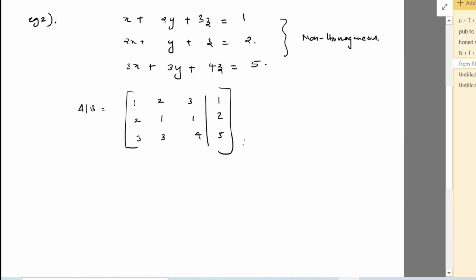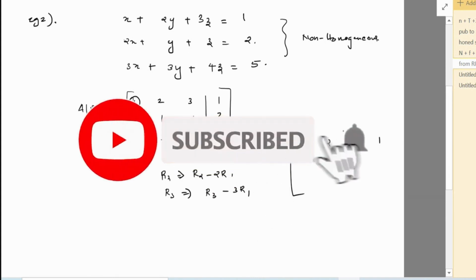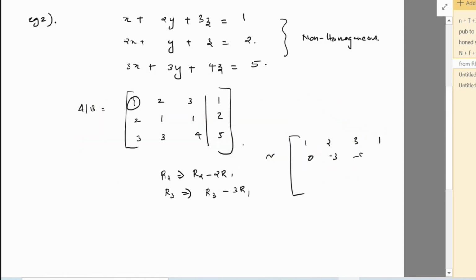Now reduce this augmented matrix to echelon form. So what are the operations? R2 minus 2R1 and R3 minus 3R1. R2 changes to R2 minus 2R1 and R3 changes to R3 minus 3R1. So this matrix will become 1, 2, 3, 1, 0, 1 minus 4, that is minus 3, 1 minus 6, that is minus 5, 2 minus 2, that is 0.